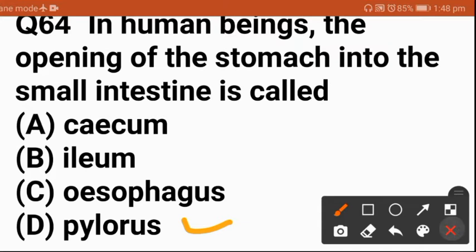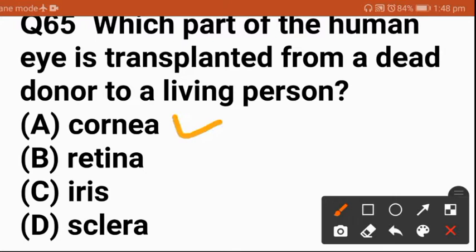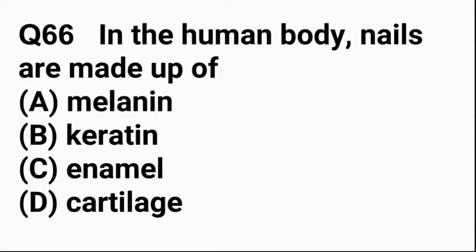Which part of the human eye is transplanted from a dead donor to a living person? A Cornea. In the human body, nails are made up of B keratin.